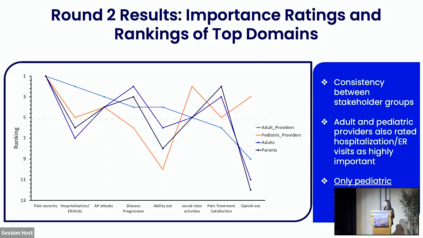And we have pain severity, acute pancreatitis attack, disease progression, participation in social roles and activities, and pain treatment satisfaction were all voted important by at least 3 stakeholder groups. Adult and pediatric providers also rated hospitalization as highly important, and only pediatric providers rated opioid use as important, and ability to eat was only rated important by adult providers.